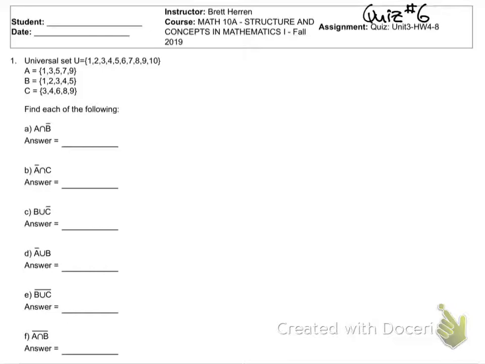Okay, so here we go on quiz number 6, covering Unit 3 homeworks 4 through 8. They're giving us a universal set, 1 through 10, and then A, B, and C. They want us to do A overlap B bar, B complement.